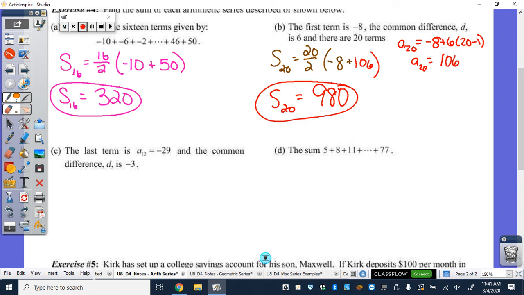So C, the last term is a sub 12 equals -29, and the common difference is -3. So we have 12 terms because they told us that our last term is a sub 12, so that's telling us we have 12 terms here. Do we know our first term? No. So we've got to figure that out, again, using our other arithmetic formula. We know our nth term.